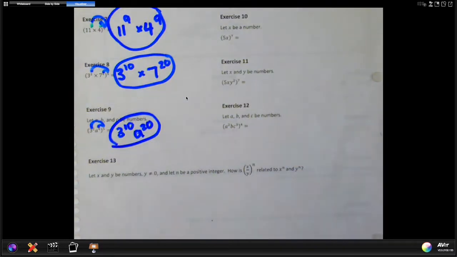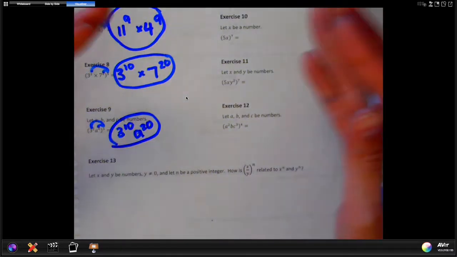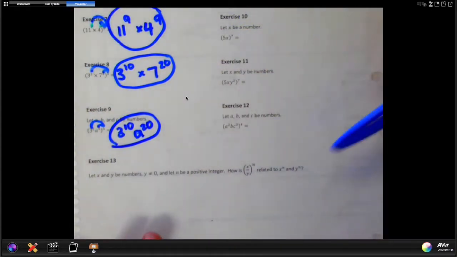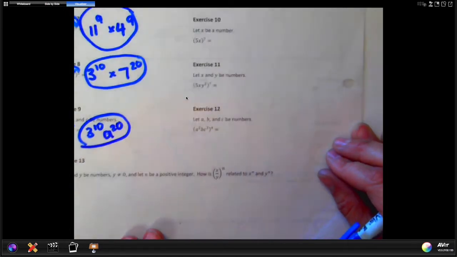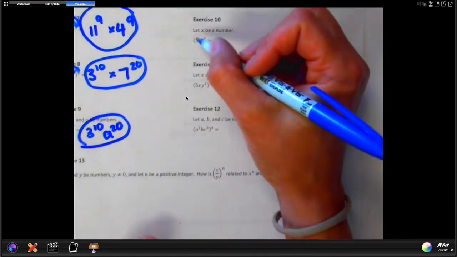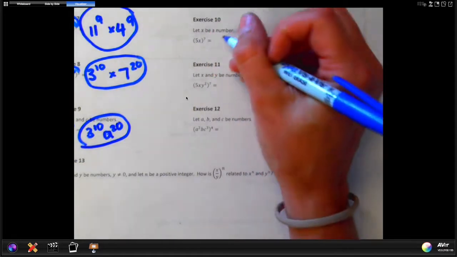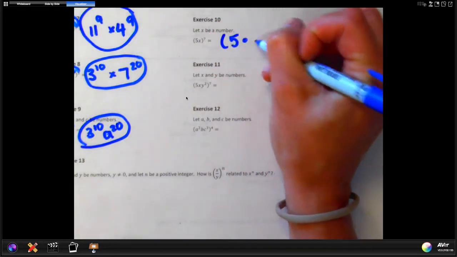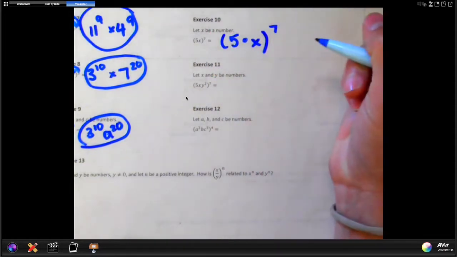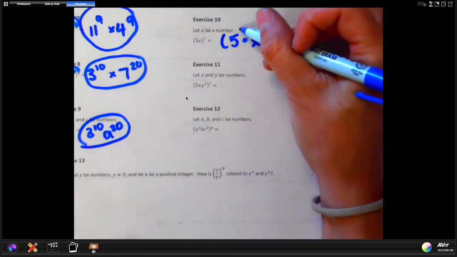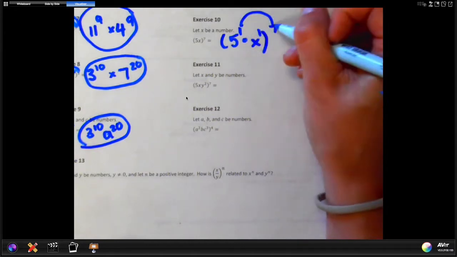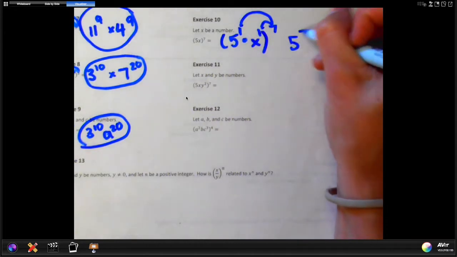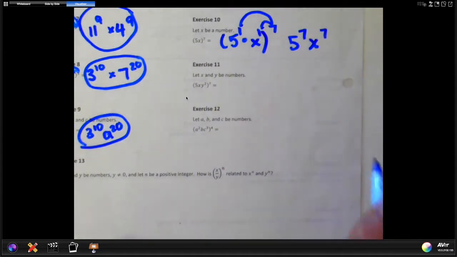So math people tend to write things as small as possible, and so it's going to get smaller as we get through. So if you look at exercise 10, that's about as small as it gets. There is no times sign in the middle here, but what this really says is 5 times x to the 7th power. And as we talked about earlier, that 5 really has a 1 on it, and so does that x. So we're going to distribute the 7 to both. So it's really 5 to the 7th, x to the 7th. Okay?